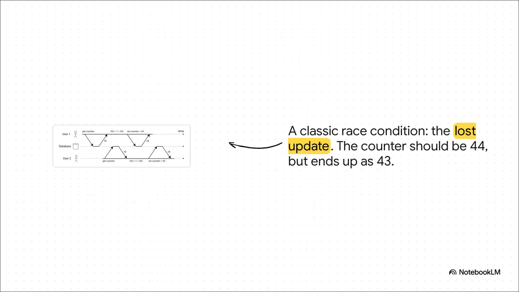Both user 1 and user 2 read the current value, which is 42. Both of them add 1 to it in their own process, getting 43. And then both of them write the value 43 back. The final result should have been 44, right? But because they weren't isolated from each other, one of those updates was completely lost. This is exactly what isolation is designed to prevent.